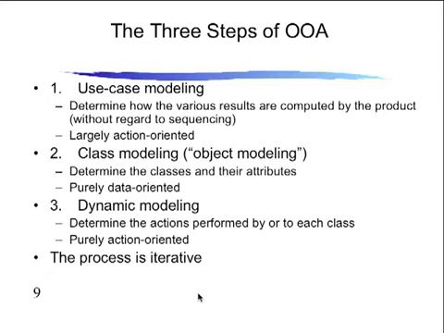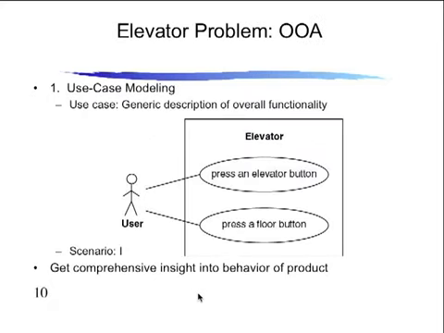So let's take a look at the category of what these models are actually showing. Let's start out with an elevator problem. We're going to run through the steps for object-oriented analysis to put together diagrams to represent the software we're building for the elevator as an example. This is a use case model, use case diagram, sometimes referred to as scenario or scenario planning. It can be written out graphically, or it can be written out in a series of steps, as I'll show you. What we've got now is a generic description of the overall functionality.